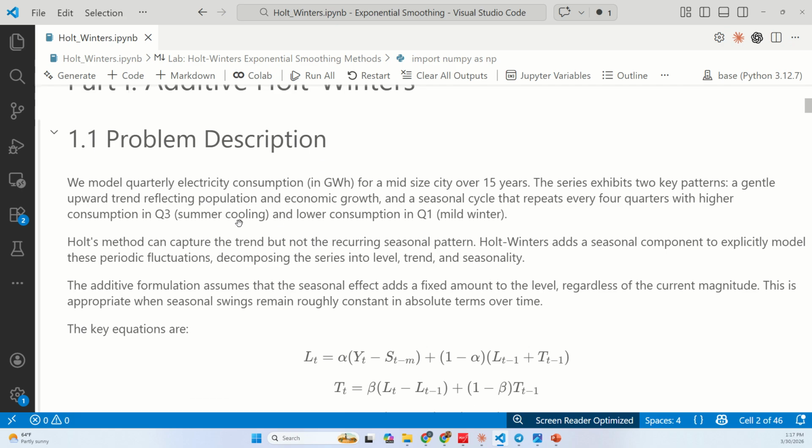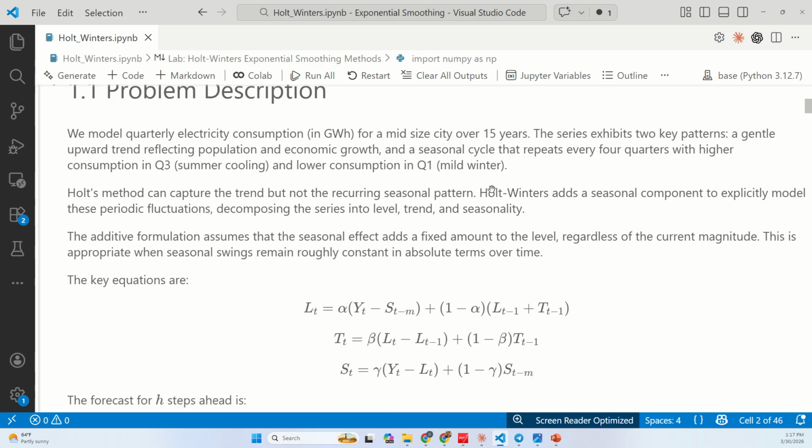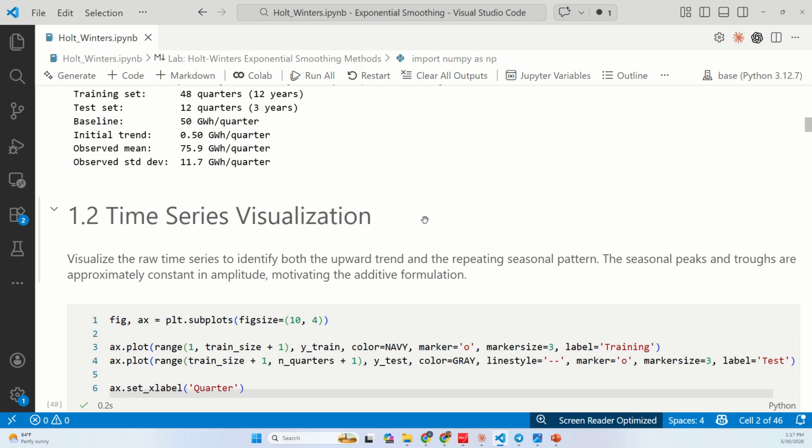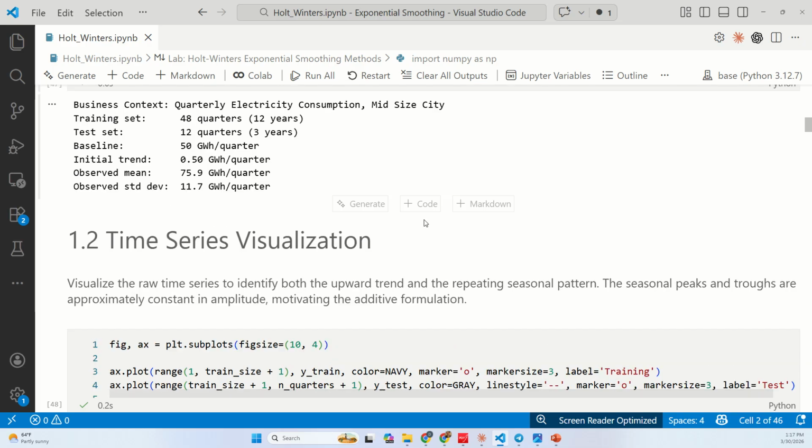Okay, so in this example, we're going to analyze quarterly electricity consumption for a mid-sized city over 15 years. We have our equations here. So let's visualize our data.